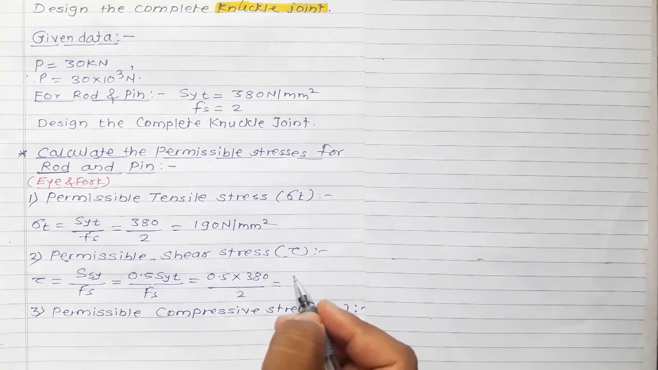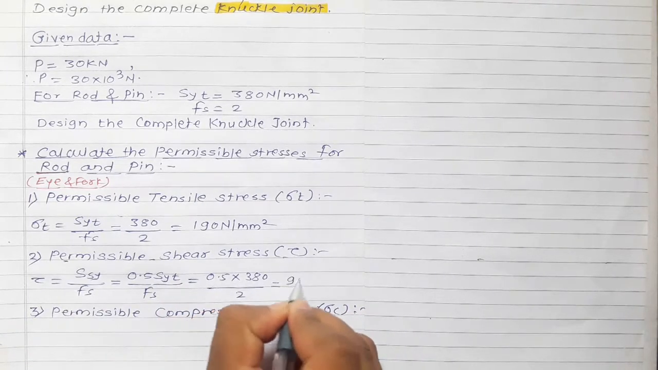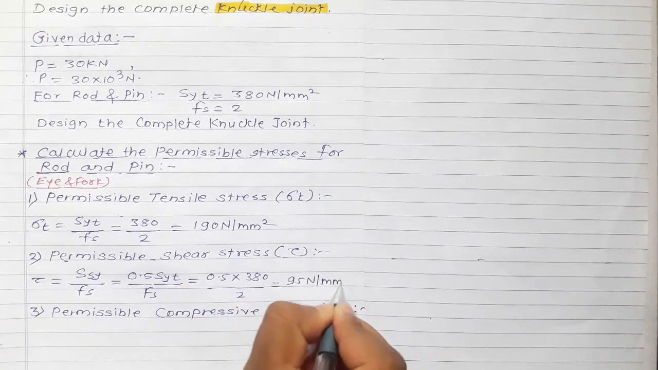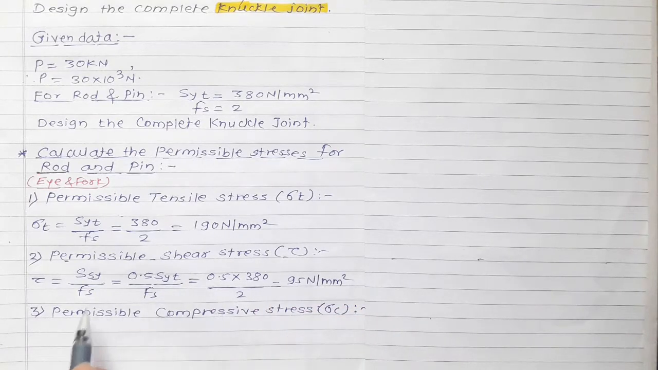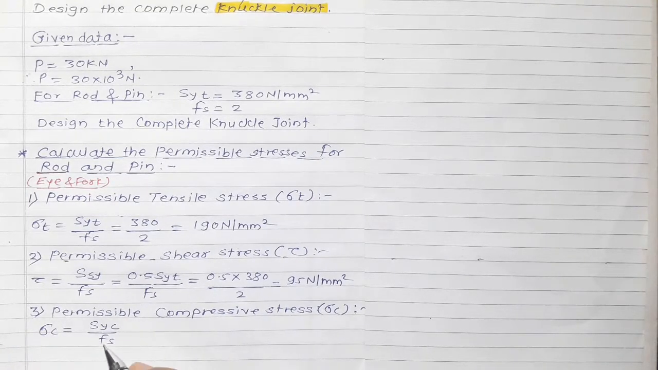And the answer of this permissible shear stress tau is 95 Newton per mm square. Okay, so now the third is permissible compressive stress, sigma C. Now remember that the permissible compressive stress, sigma C, can be calculated using the formula SYC upon Fs. Okay, and as I explained in the introduction of this permissible stresses, if the SYC value is not given, we can assume it is equal to SYT.